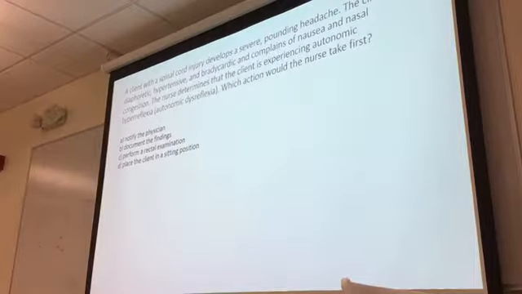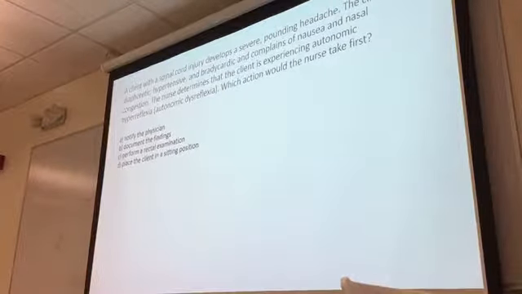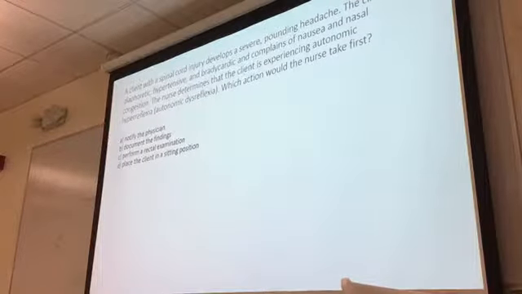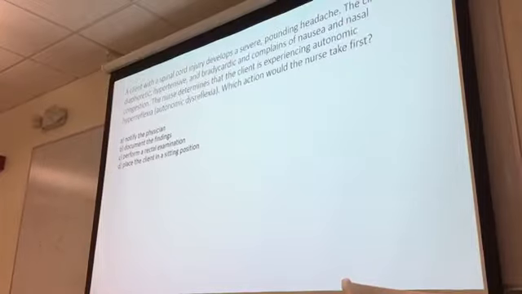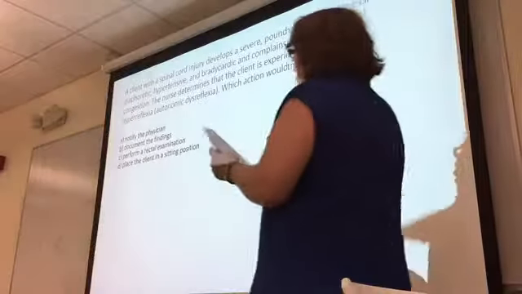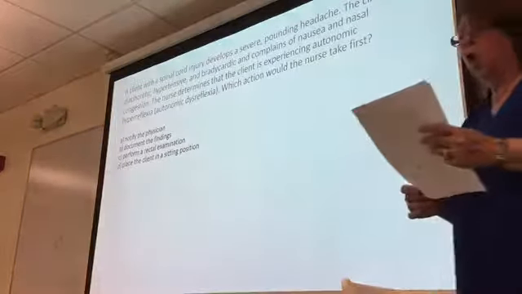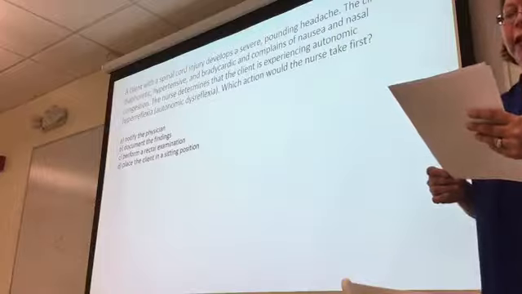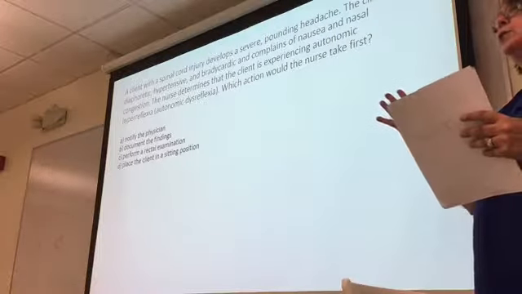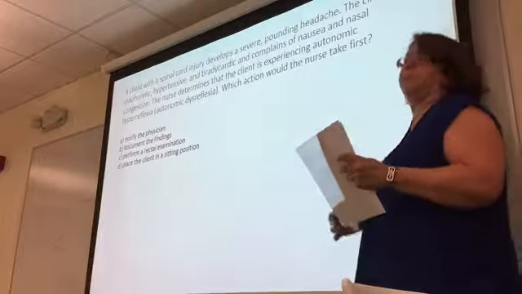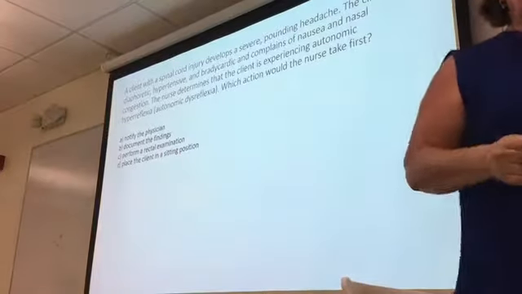A client with a spinal cord injury develops a severe pounding headache. The client is diaphoretic, hypertensive, and bradycardic and complains of nausea and nasal congestion. The nurse determines the client is experiencing autonomic hyperreflexia, or the other name, autonomic dysreflexia. Which action would the nurse take first? What am I doing first? I'm sitting them up. So it's always going to come first.